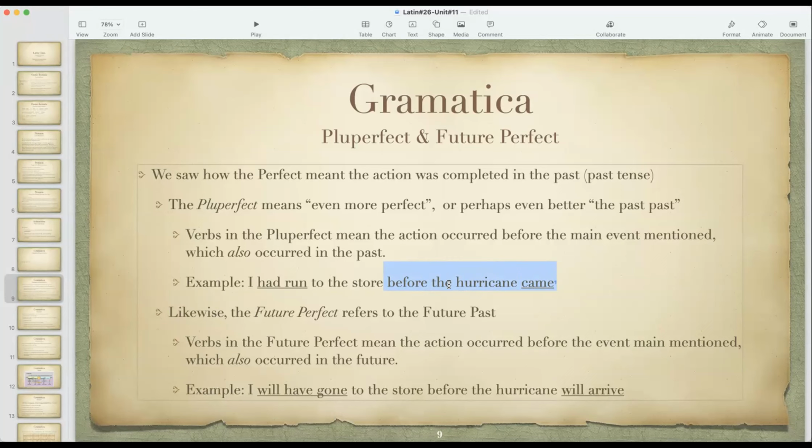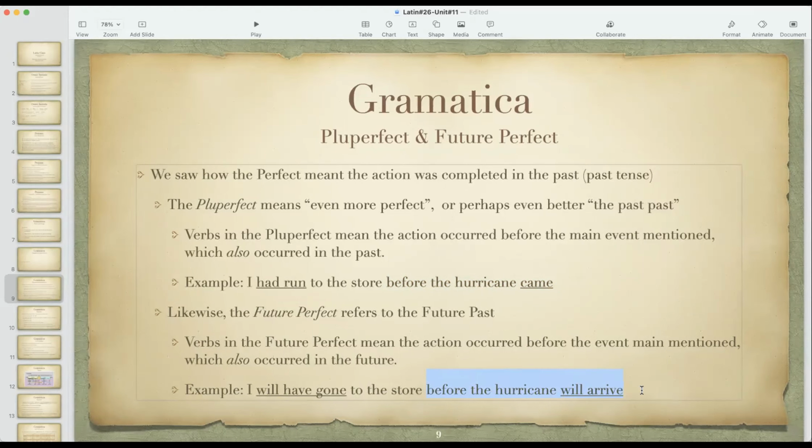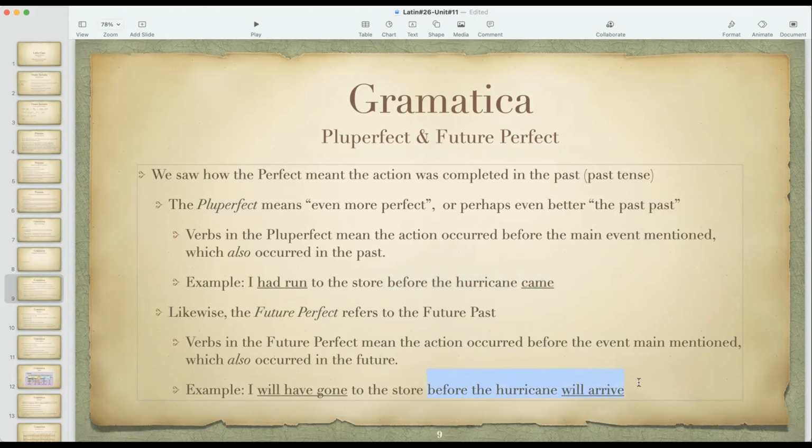Likewise, the future perfect refers to the so-called future past. So like the pluperfect or the past past, verbs in the future perfect mean the action occurred before the main event mentioned, which is also in the future. So we could say, I will have gone to the store before the hurricane will arrive. So we're talking about something in the future, the hurricane that will arrive. And you're saying that before that hurricane has arrived, you will have gone to the store.